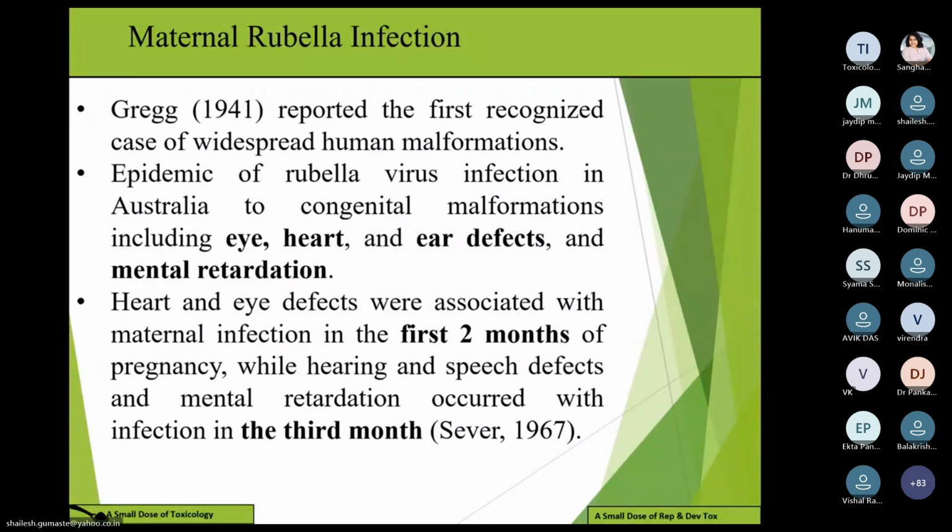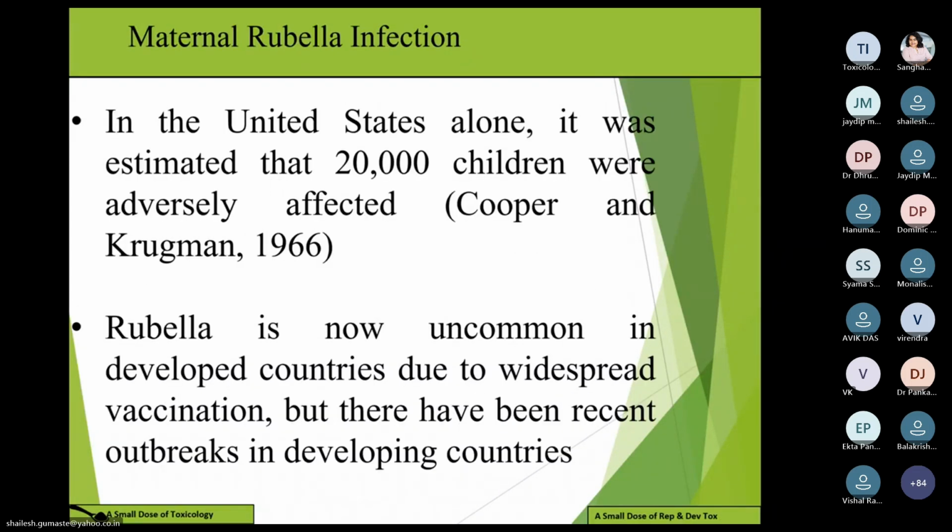while hearing loss, speech defects and mental retardation occur with infection in the third month. In the United States alone, it was estimated 20,000 children were adversely affected. So rubella is now uncommon in the developed countries due to widespread vaccination, but there have been recent outbreaks in developing countries as well.